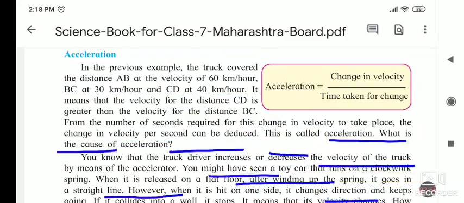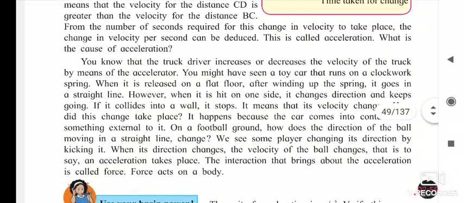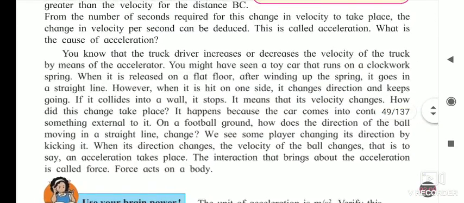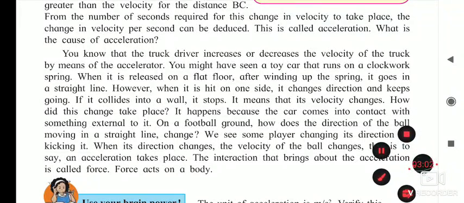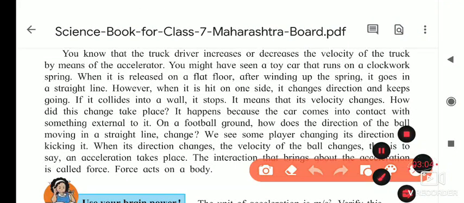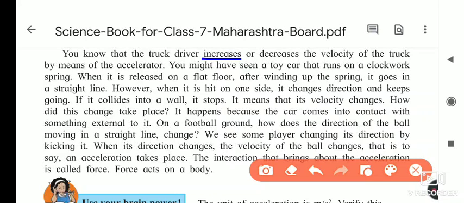Now the next point: you know that the truck driver increases or decreases the velocity of the truck by means of the accelerator. When you are sitting inside the truck, the driver is increasing or decreasing the truck's velocity. Velocity means what I told you, displacement upon time. So for that he is using the accelerator of the truck.